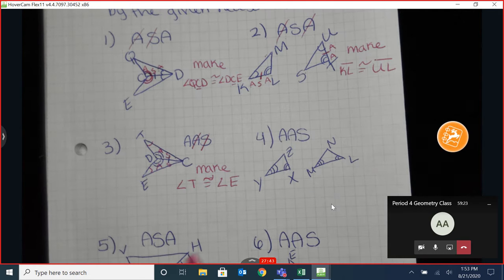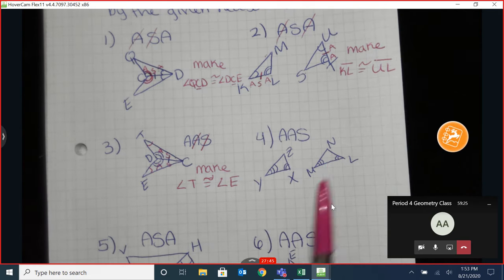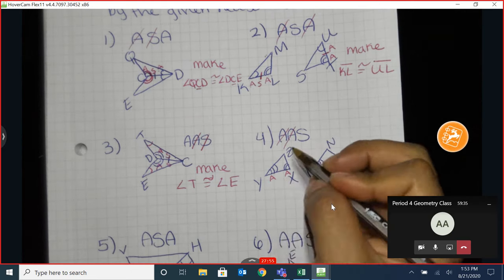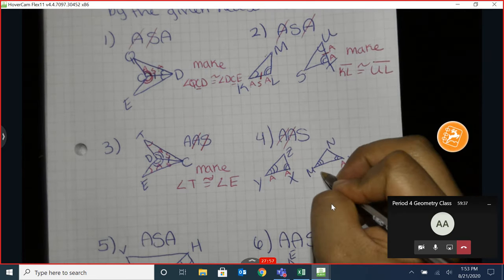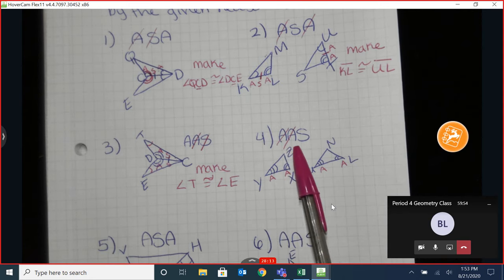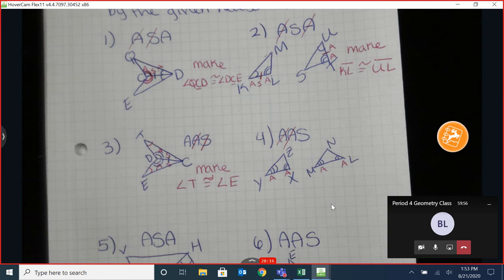Okay. So for number four, angle, angle, side. Again, you're given two things. You need the third piece. So far I see that I have angle, angle. So what am I missing, guys? The side. Where do I put the side? Between the two angles. If I do it between the two angles, it becomes angle, side, angle. Is that the same thing as here? Oh, never mind.